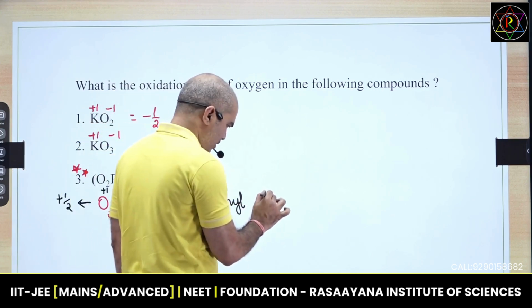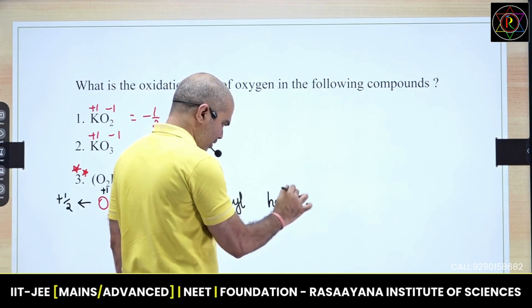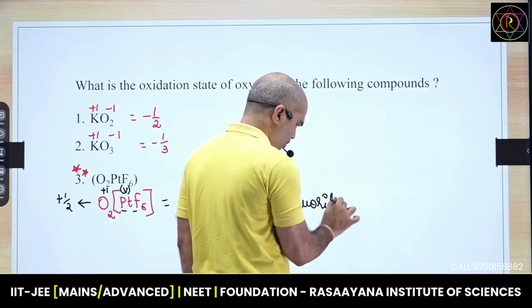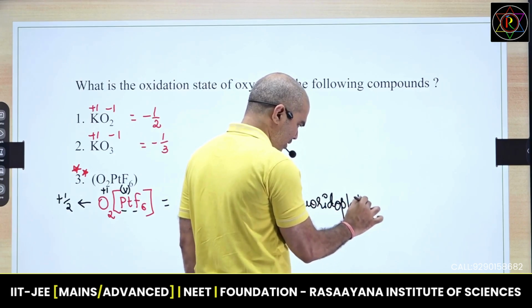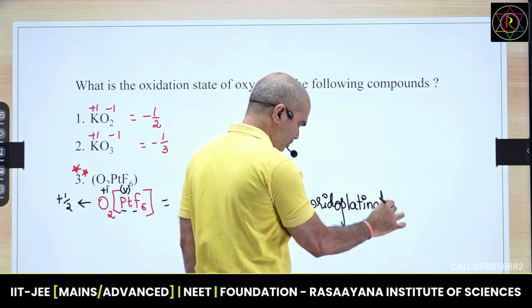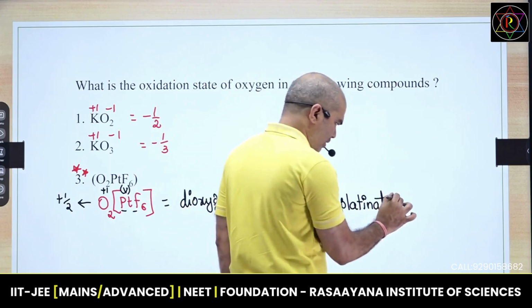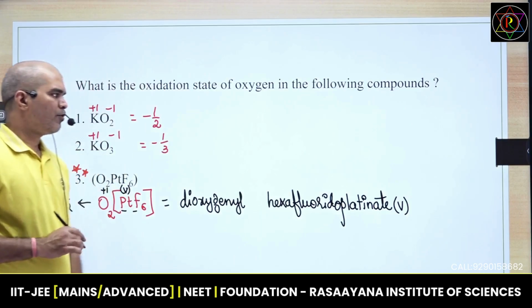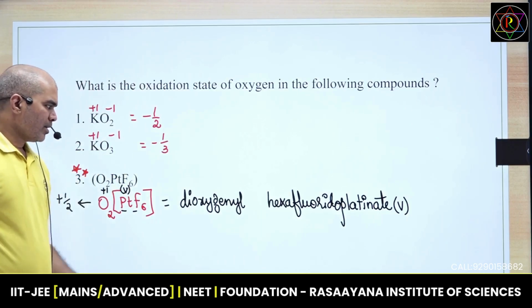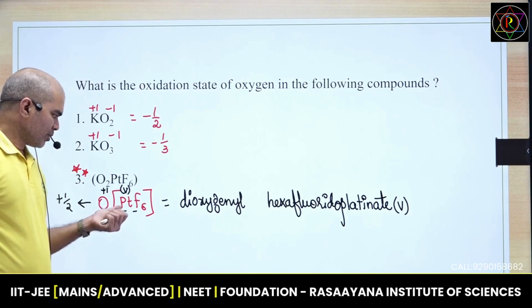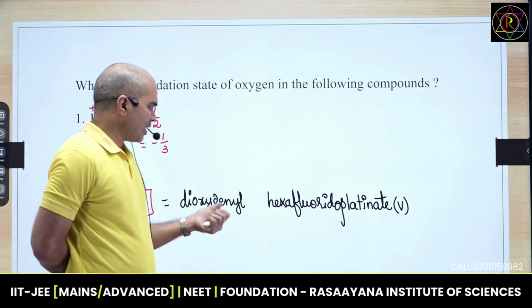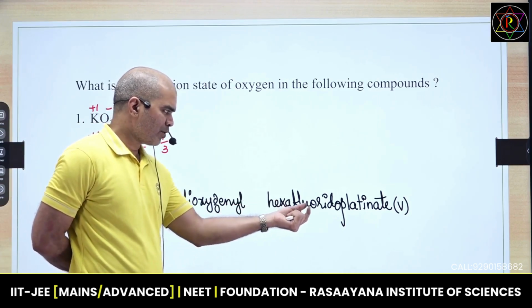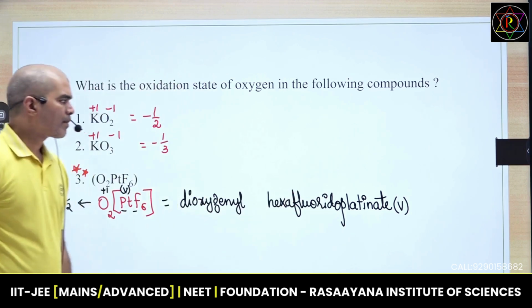Then we have to give some space because the cationic part is completed. Then we have to start with the anionic part. In the anionic part, everything should be written without any space. Hexafluorido. The anionic part should end with -ate and the oxidation state is +5. It is written in Roman numeral V enclosed in parentheses. So this is the IUPAC nomenclature of O2PtF6. We call it dioxygenyl, give some space and then write without space hexafluoridoplatinate(V).